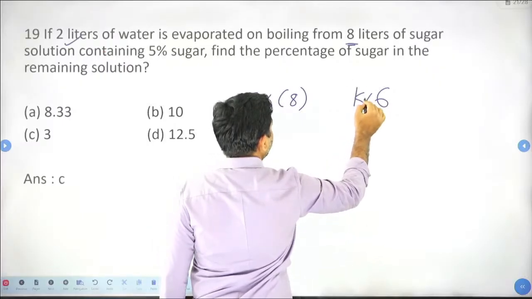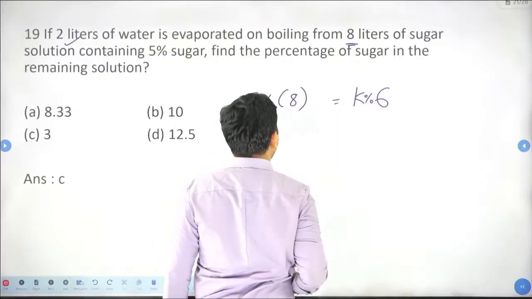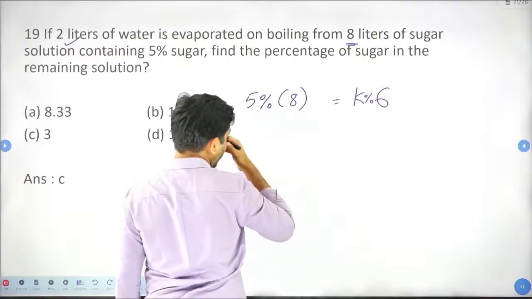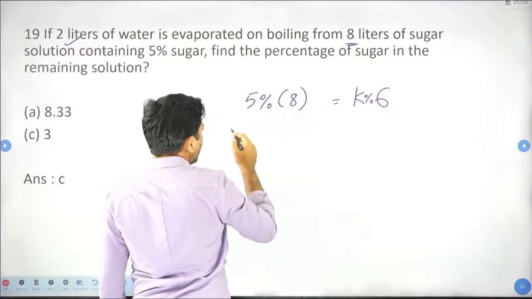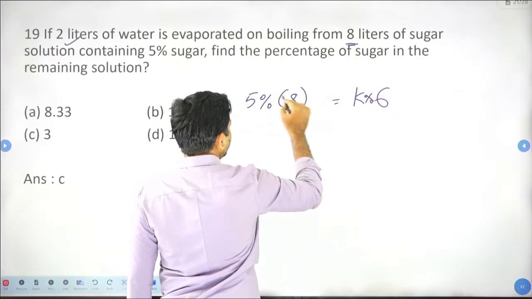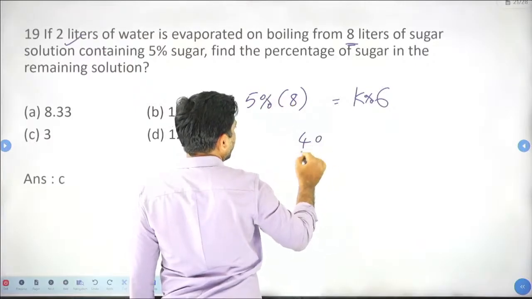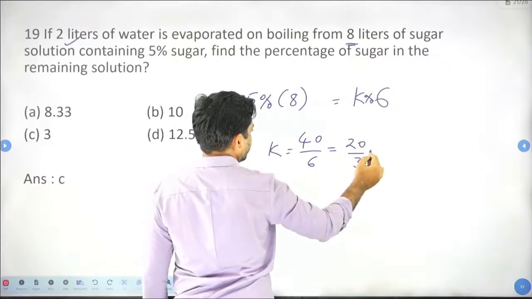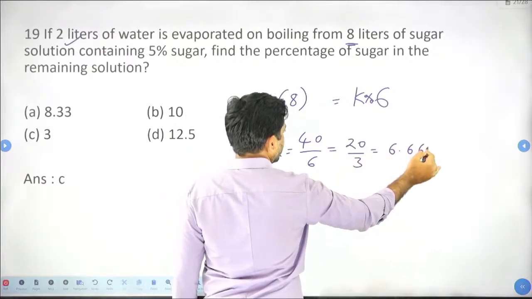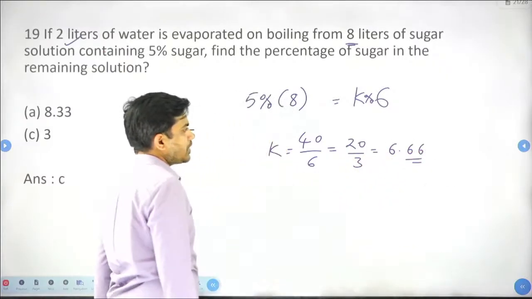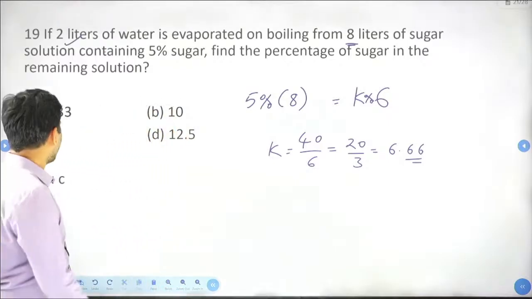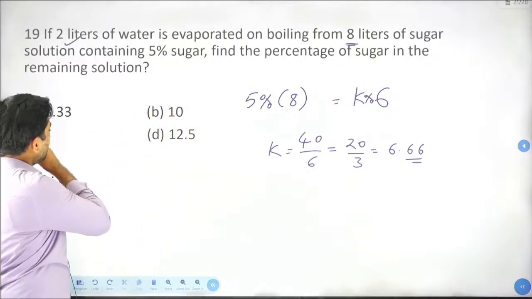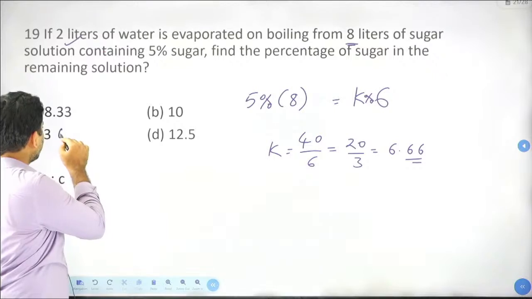So it is k percentage of 6. They are equal. We don't know what percentage, but they are equal. So both the sides percentage gets cancelled. 8 5s are 40 by 6. 6.66. That's all. Option actually 6.66.